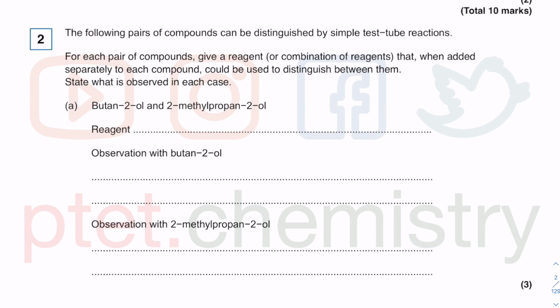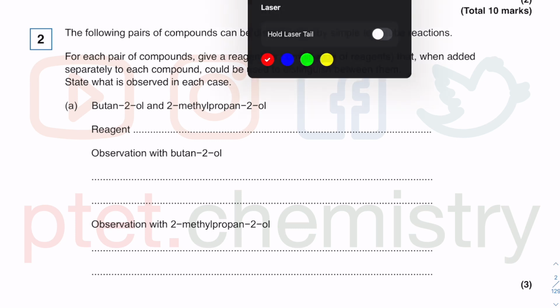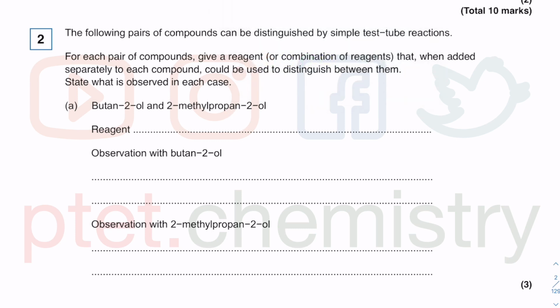In this question number 2, we have distinguishing a pair of halogenated compounds, I think. Not really halogenated compounds actually, not even halogenated. These are just normal alcohols. So butan-2-ol, if I draw the skeletal formula, 1, 2, 3, 4, butan-2-ol. So I'll put the OH at position 2, at carbon number 2. So there's the OH there.